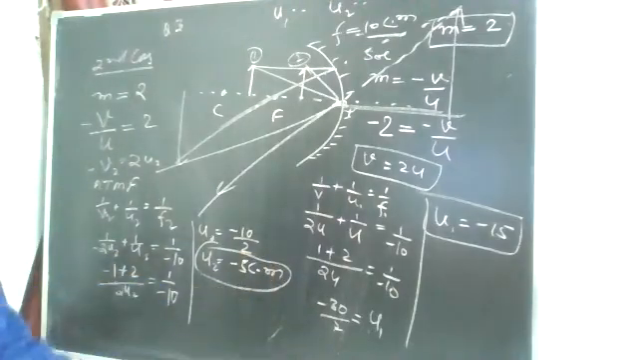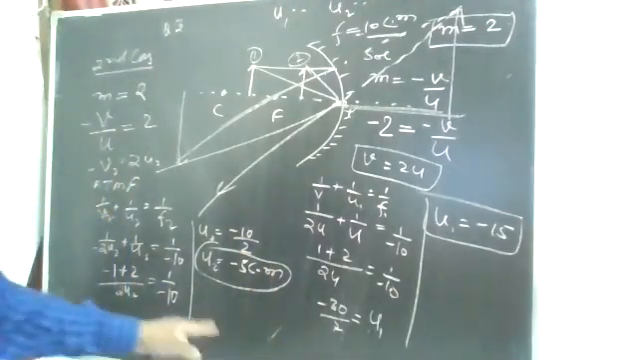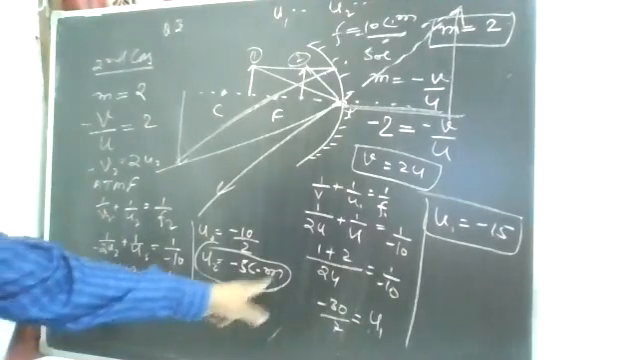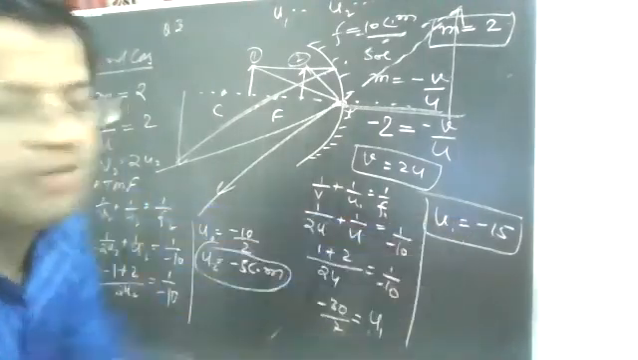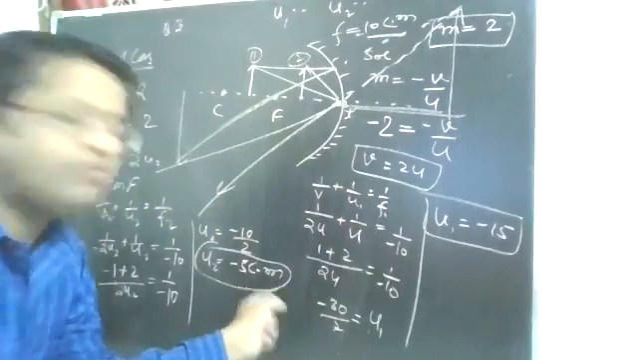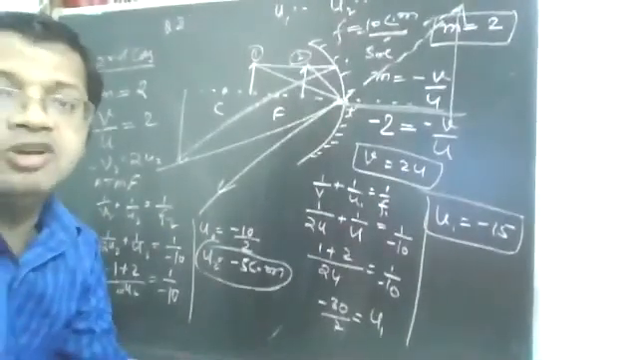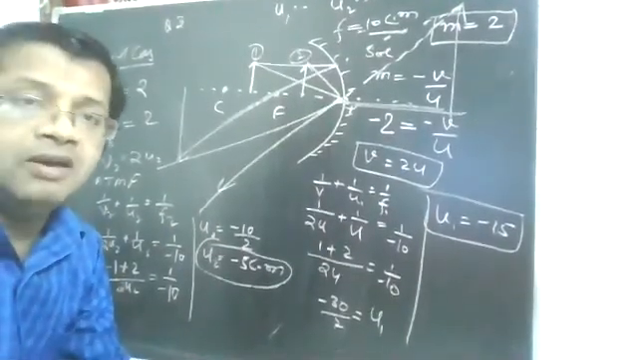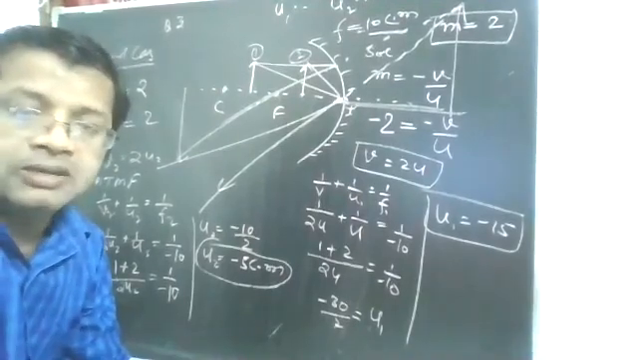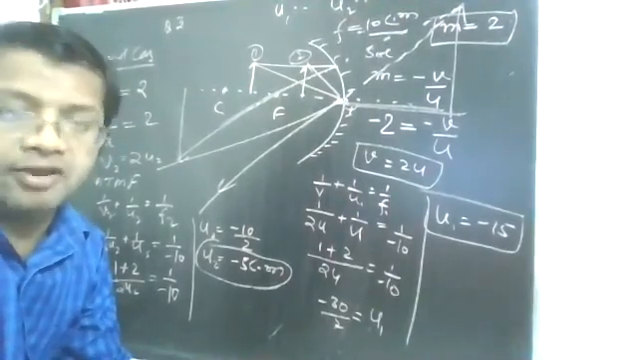Position of the object in this case. So there are two positions: minus 5 centimeter and minus 15 centimeter. So these are the two positions for which the image will be 2 times magnified.